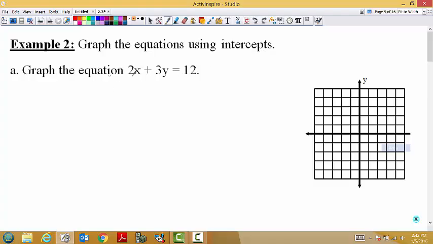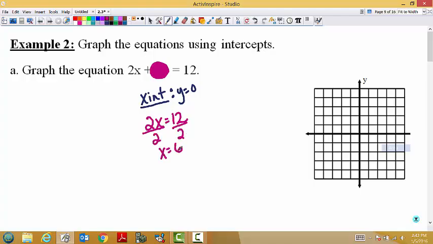Graph the equations using intercepts. So to find the x and the y-intercept, that's what I'm going to do first. The x-intercept is where y is 0. So what I'm actually going to do is I'm going to cover up the y. Because if y is 0, then it goes away, it's gone, and it's what's left there. 2x equals 12, so x equals 6, so it's the point 6, comma, 0. So I'm just going to come over here to my x-axis, 1, 2, 3, 4, 5, 6 would be out here.